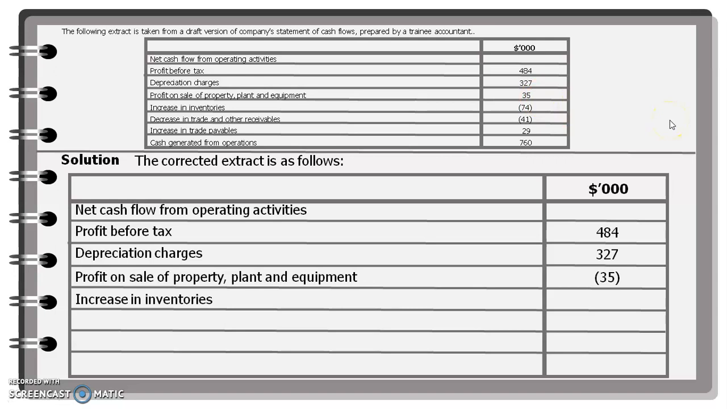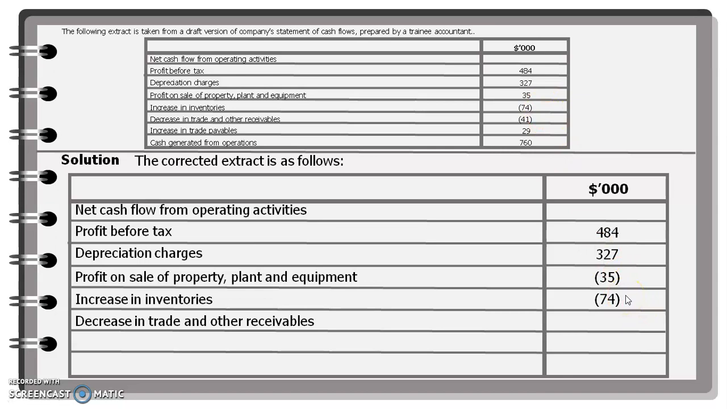Next, increase in inventory. An increase in inventory will boost the profit, but there is actually a cash outflow for that. It has boosted the profit, yet there is a cash outflow. Both are contradicting, right? When there is a cash outflow, how can it boost the profit? So the effect that was given should be reversed. What should we do now? We should deduct it, because an increase in inventory just gets added with the profit. Now we are removing it from the profit. So 74 we are deducting. The trainee has also done it correctly.